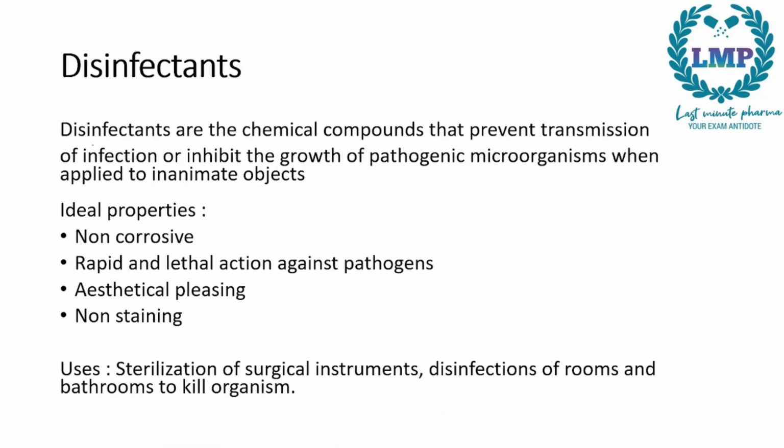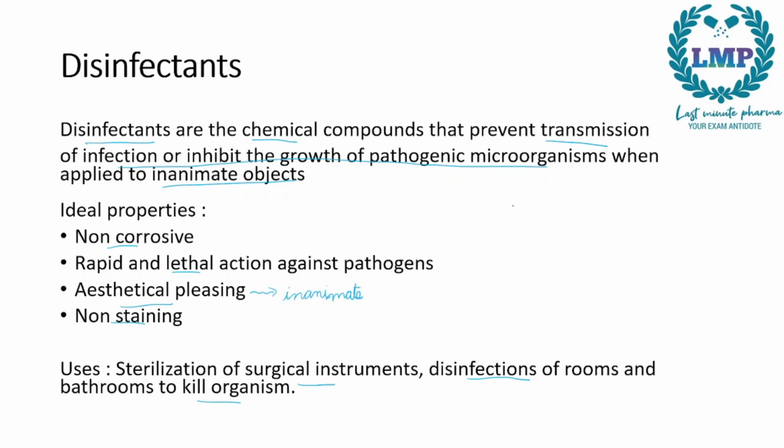Next we have disinfectants. Disinfectants are the chemical compounds that prevent transmission of infection or inhibit the growth of pathogenic microorganisms when applied to inanimate objects. The ideal properties are non-corrosive, rapid and lethal action against pathogens, aesthetically pleasing and non-staining. Now this has to be aesthetically pleasing because it has to be applied on inanimate objects. The uses are sterilization of surgical instruments, disinfection of rooms and bathrooms to kill microorganisms.